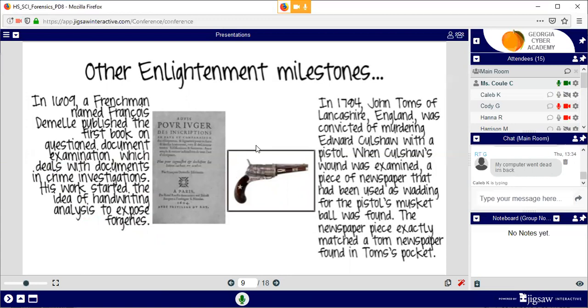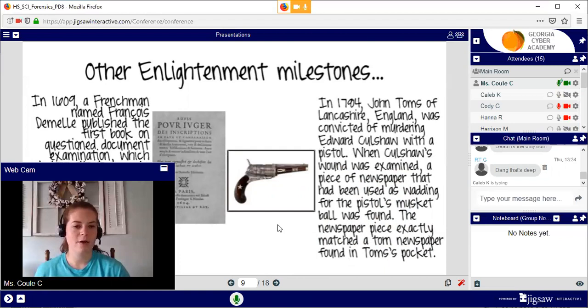Okay, welcome back, RT. And then in 1784, John Toms of Lancashire, England, was convicted of murdering Edward Coleshaw with a pistol. They looked at Coleshaw's wound and found that a piece of newspaper had been used as wadding for the pistol, where the musket ball was found. They took it out and matched it exactly to a torn newspaper found in Toms's pocket.